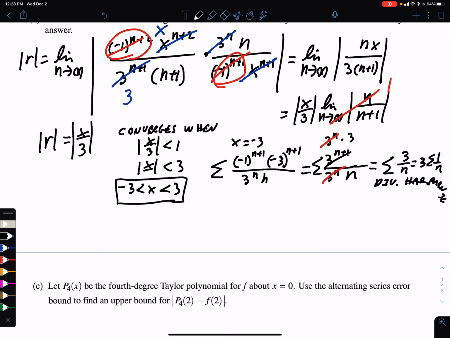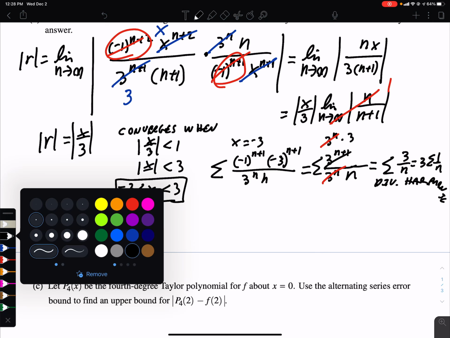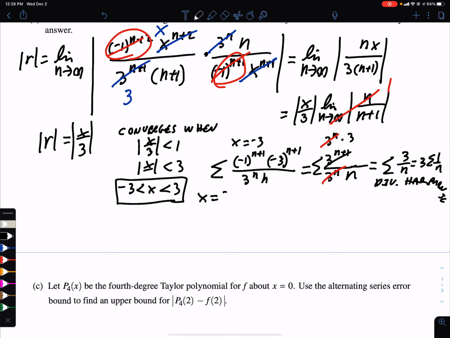Now I'm going to plug in +3 to test the other point. So we diverge at -3. What happens at +3? Well, we're going to get something very similar. The only difference is it's going to be a +3 there. And we're going to run through a similar scenario. But instead, we're going to get -3 to the n plus 1.